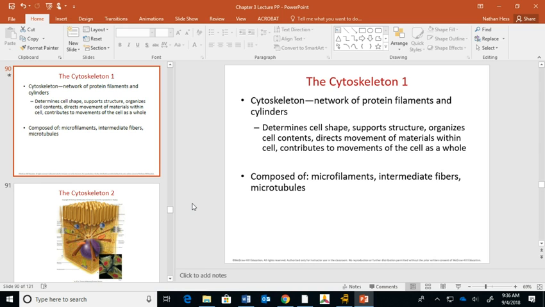Endocytosis, exocytosis. Well, endocytosis has three pieces: phagocytosis, pinocytosis, and receptor-mediated endocytosis. And then exo is on the end. Because those three are bringing in, exo is bringing out.